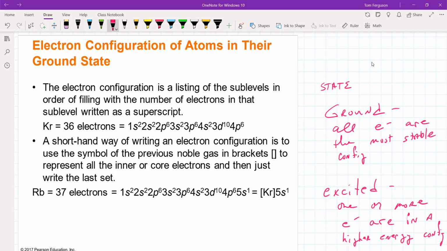So they'll always ask, what's the ground state electron configuration for Krypton? Now, Krypton has 36 electrons, so we have to account for all 36 electrons. If we take the superscripts, they should add up to 36. So we have 2 plus 2 is 4, plus 6 is 10, plus 2 is 12, 18, 20, 36. So that's a double check. Make sure you account for all electrons.